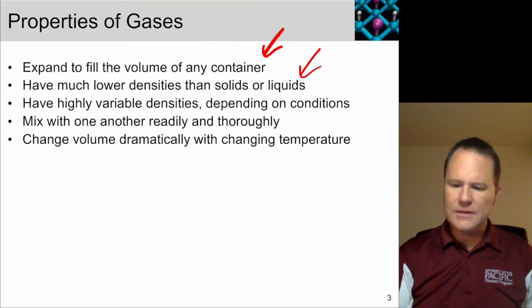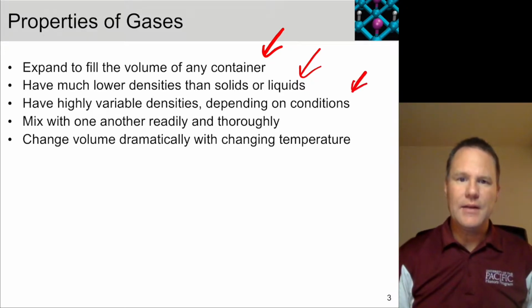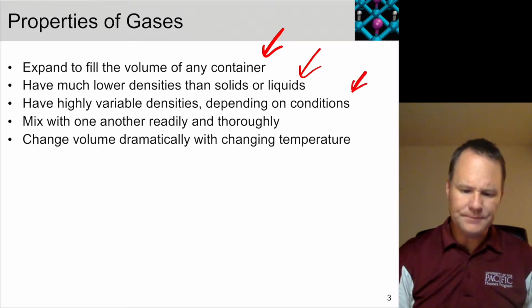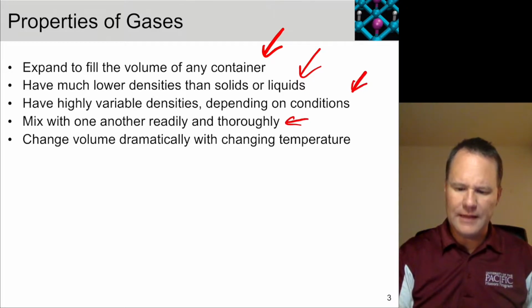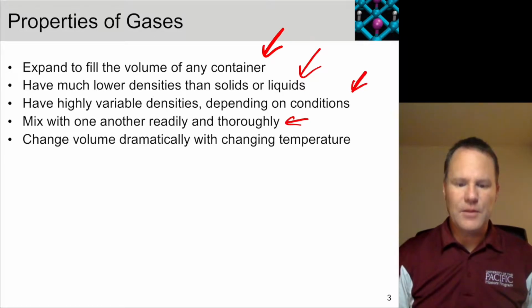And then also the densities vary a great deal depending on the condition, right? You can take a gas, compress it to half its volume, and of course the density will double. You cannot do that with a solid or a liquid. And then also they mix with one another readily and thoroughly, which means that a mixture of gases for us will behave the same way as individual gases, one by one.